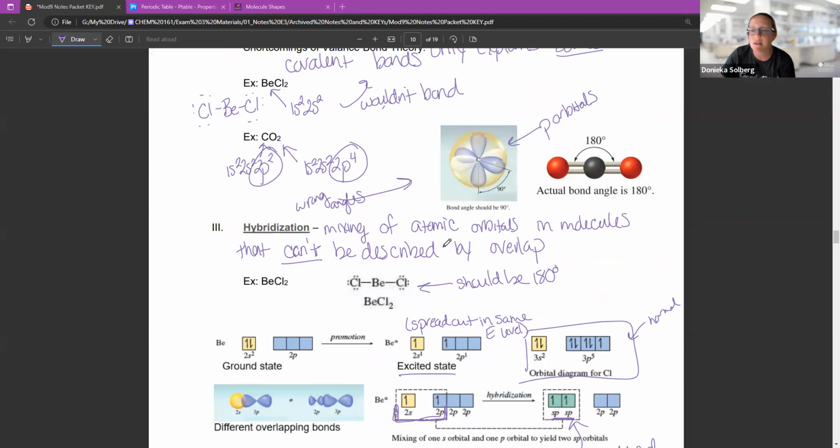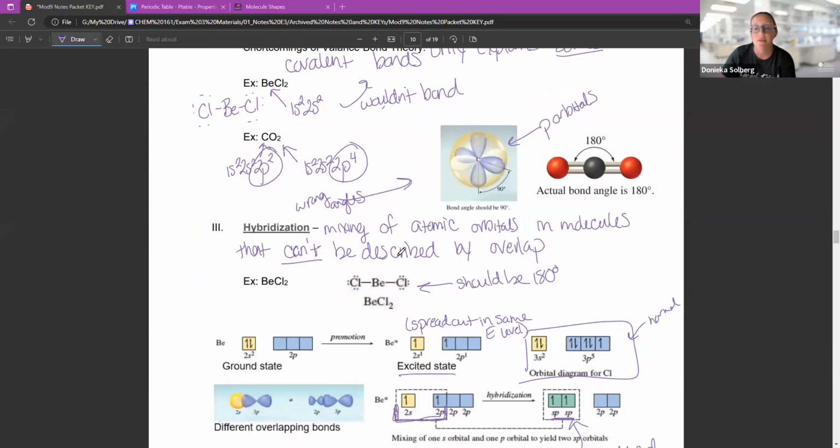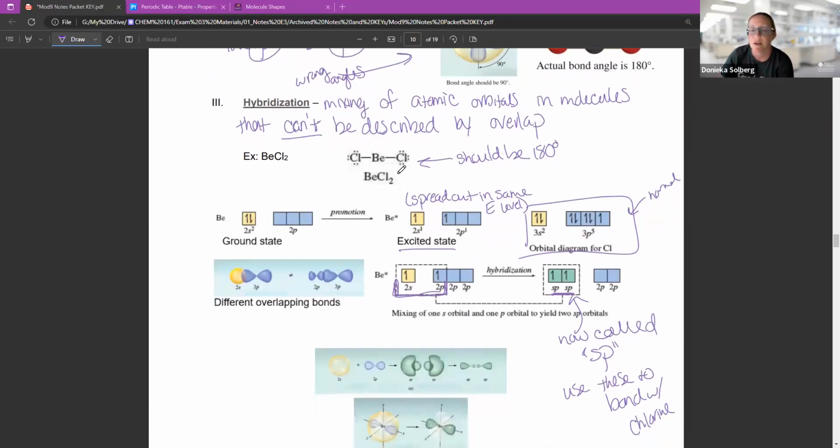Hybridization is the mixing of atomic orbitals in molecules that can't be described by overlap. So if the overlap doesn't explain this, then they must have hybridized orbitals. So what is a hybrid orbital? That's what I'm going to get into. Okay, like I said, this should be 180 degrees according to VSEPR theory, right? So what's going on with the overlaps there?